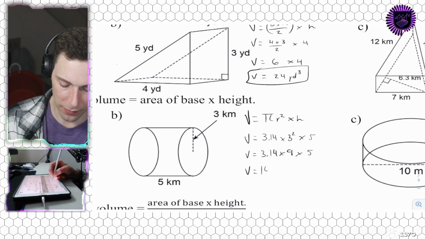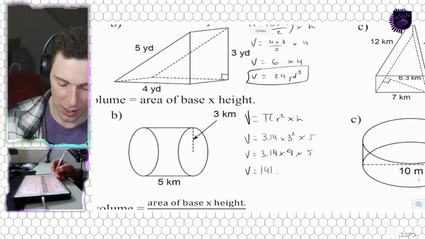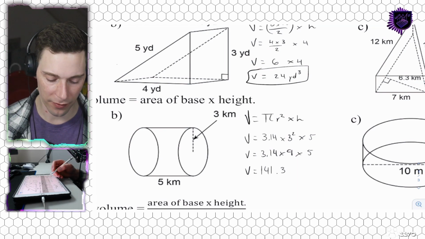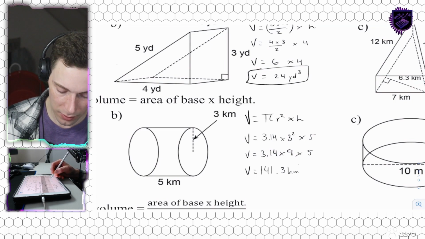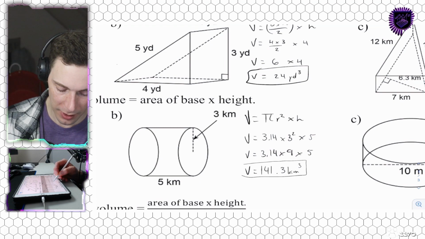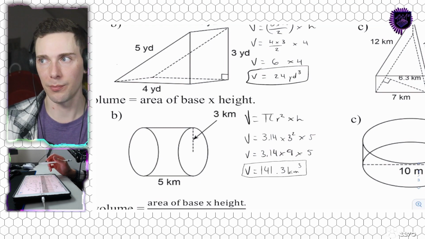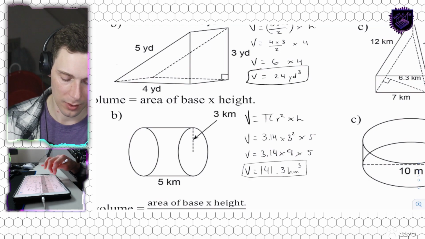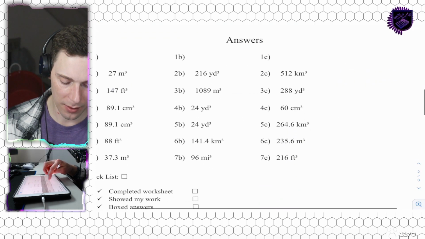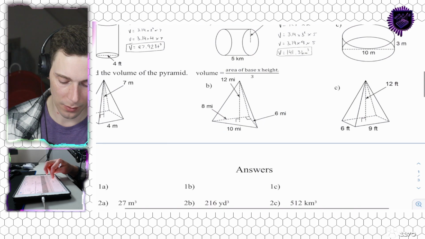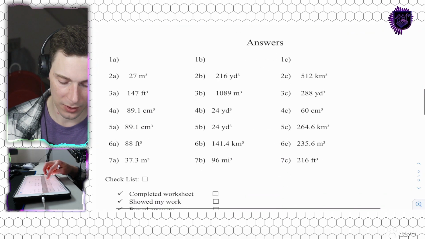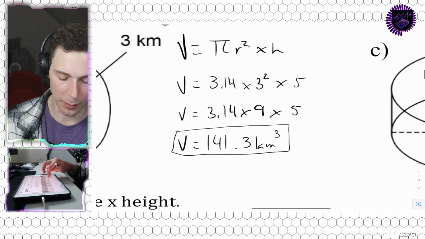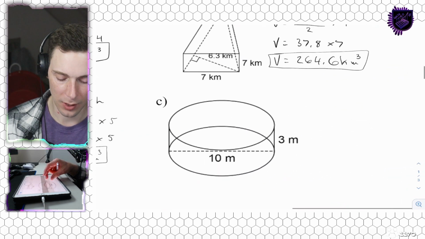Volume will equal 141.3. I'm assuming they probably rounded this up, 141.4 kilometers cubed, because whenever you multiply by 3.14 versus the actual value of pi on your calculator, it's going to be a little bit lower. Let's look at our answer. 6b, sorry, 141.4. Yeah, so 141.3, that's pretty close. They rounded up.